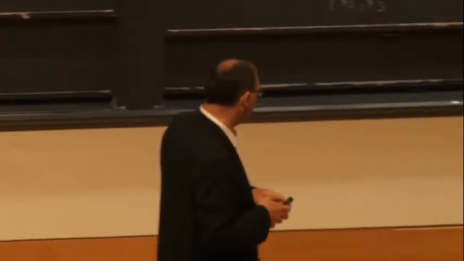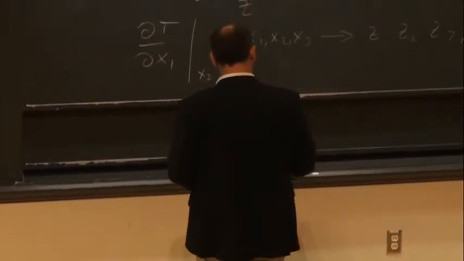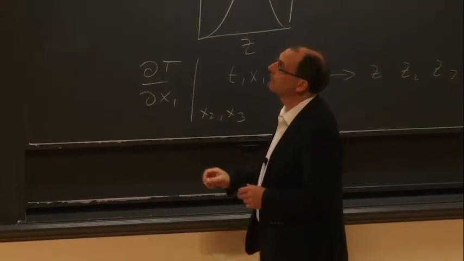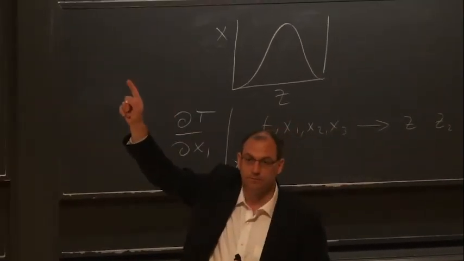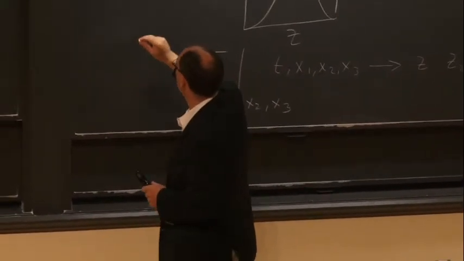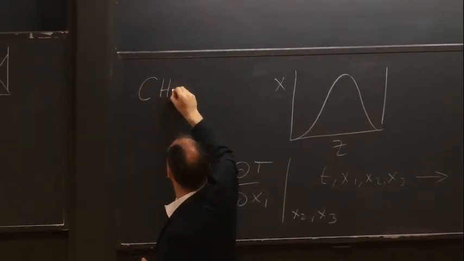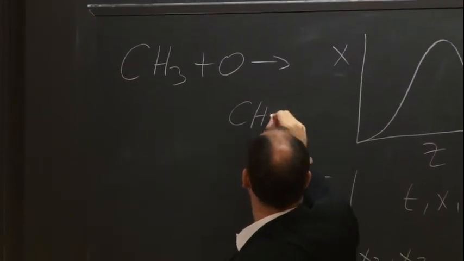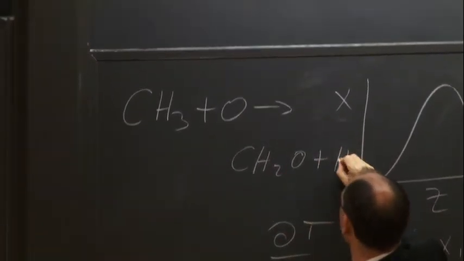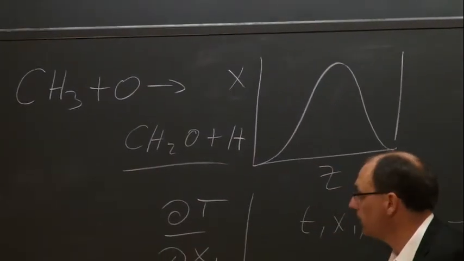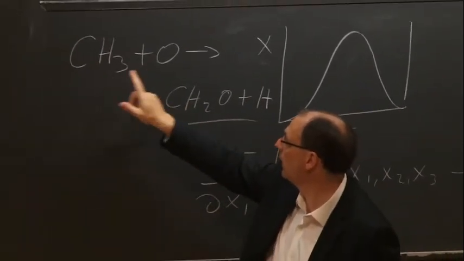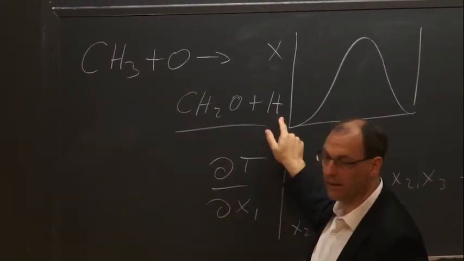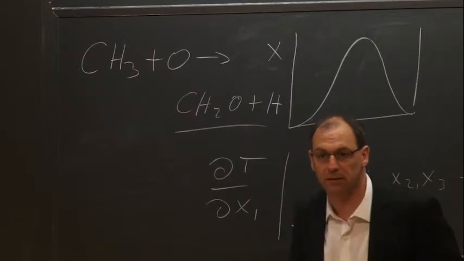The reactions. Okay, so one reason why the fuel consumption is radical consuming is that the methyl radical is consumed with O. Okay? So 1, 2, 3 radicals, 1 radical. You consume 2 radicals in this reaction.